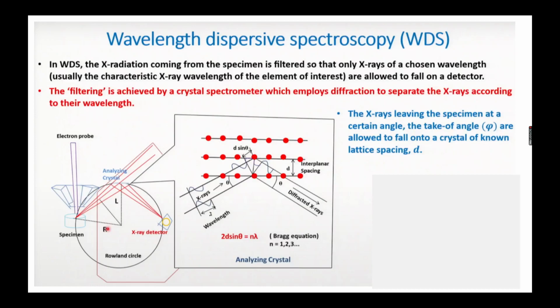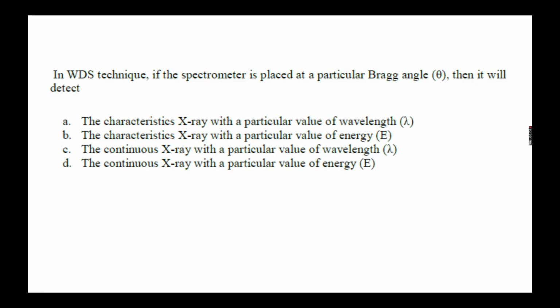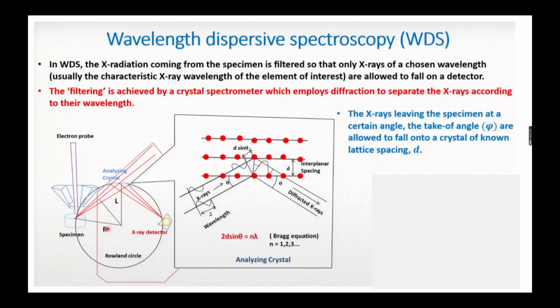So filtering is achieved by a crystal spectrometer, which employs diffraction to separate the X-rays according to the wavelength. This will give you X-rays of a particular wavelength, so that we can filter by using a crystal spectrometer, and that will only allow the characteristic X-ray wavelength of the element of interest. So here, the characteristic X-ray with a particular value of wavelength lambda.